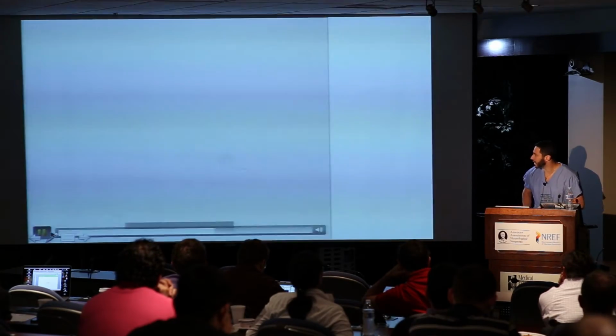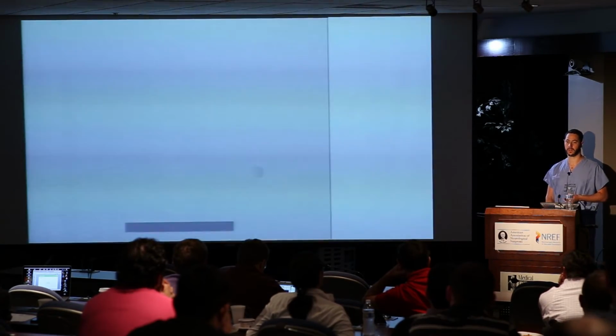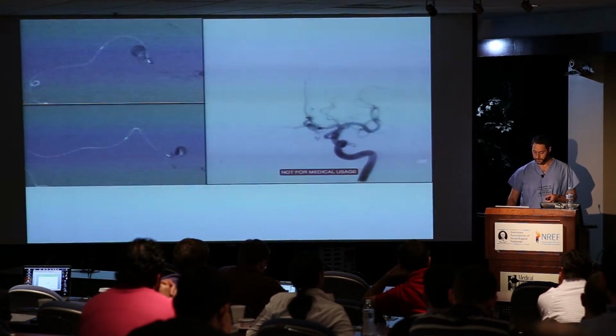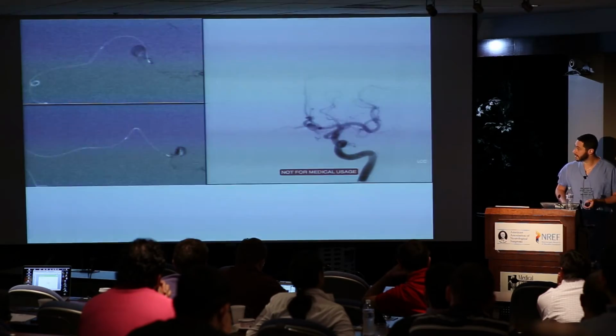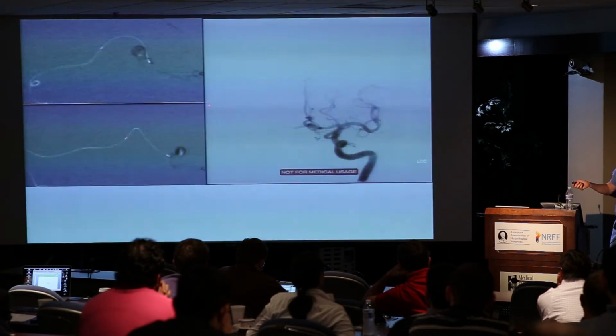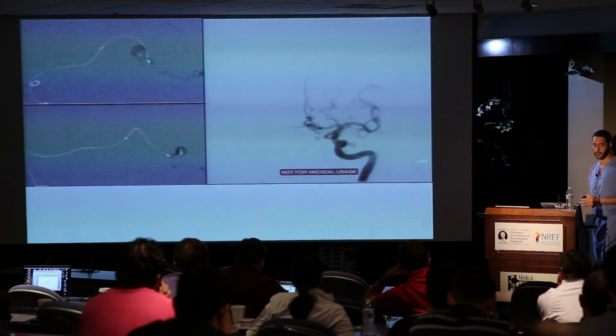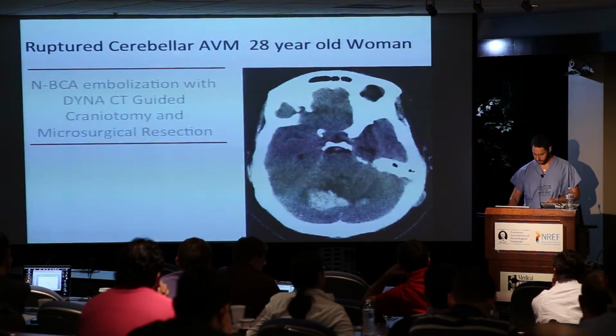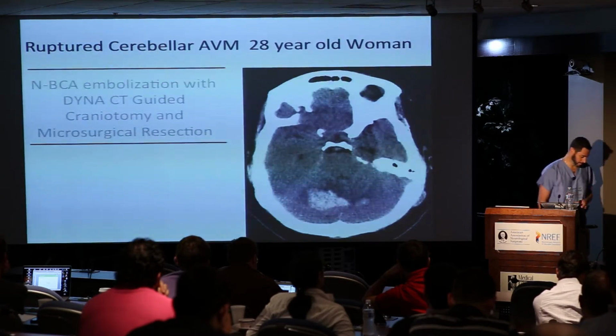This is more along the lines of what I want to see right before I inject the glue. Okay? You're right on top of the abnormality, and you can get a result like this. I still leaked some glue a little out distally, but I know that I filled that pseudoaneurysm, and that thing's not going to bleed again.